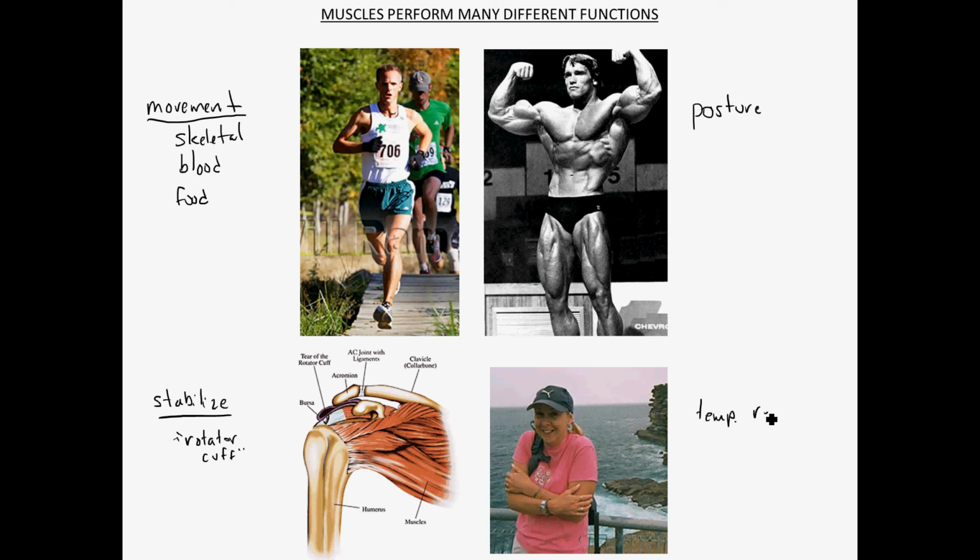Generating body heat, so temperature regulation. And about 40% of the mass of your body is skeletal muscle. And so when those skeletal muscle cells are contracting, they are generating lots and lots of heat because they are using ATP, and breaking down ATP releases heat energy. So those are the 4 functions of skeletal muscles, or the muscular system in general. So it might be a good idea to pause and review those.